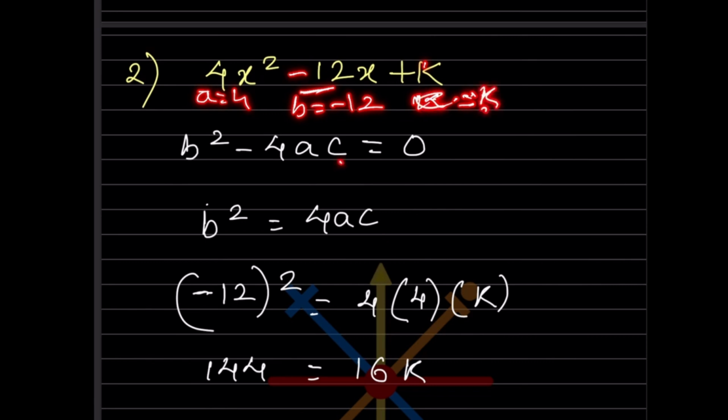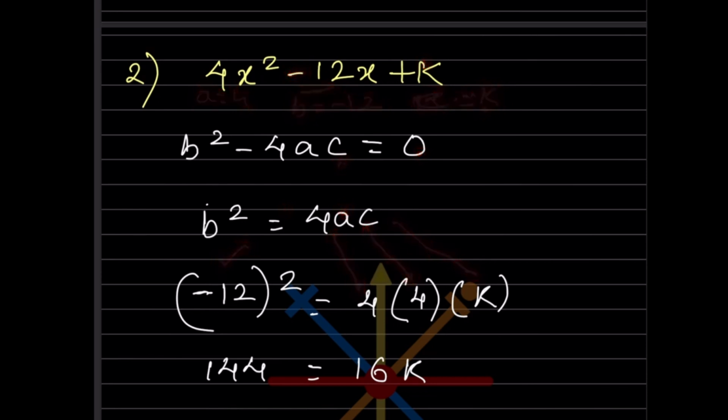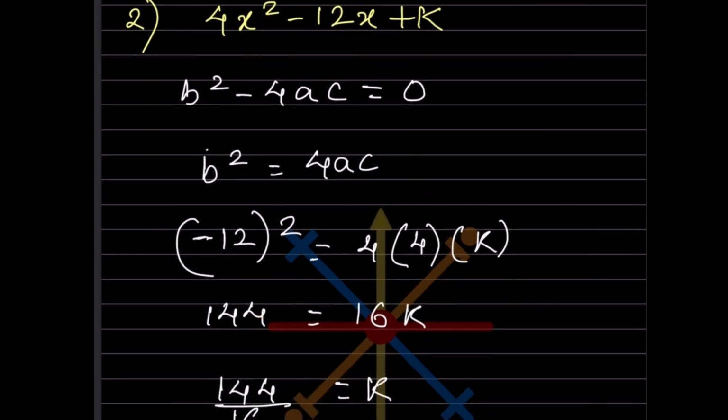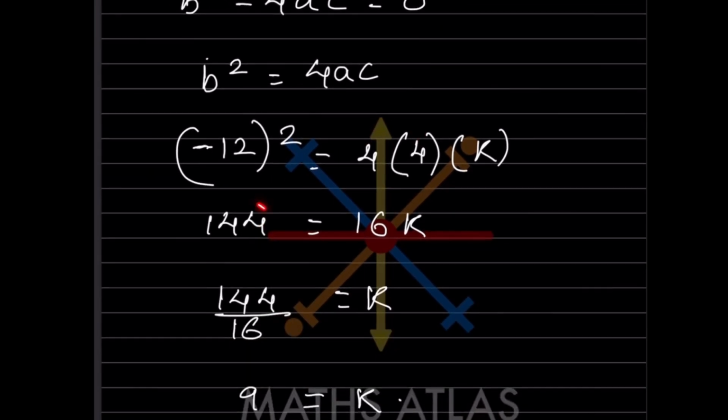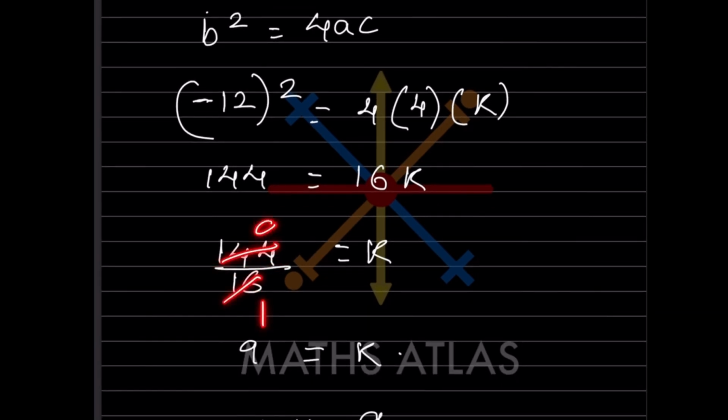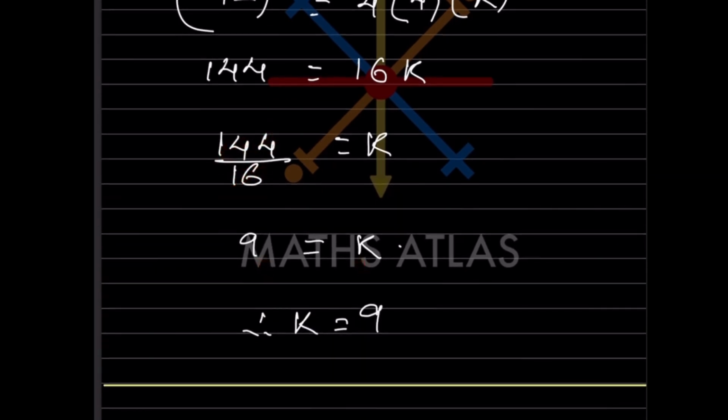So now b square minus 4ac, that will be b square is equal to 4ac. B is minus 12, a is 4 over here, and c is k. So now you know minus 12, because this is an even number, minus 12 into minus 12 is going to be 144, positive. And here 16k. So 144 we'll write as it is. If you take this 16, because this is multiplication, on the other side it is going to go in the denominator, that is k. So 16 nines are 144. So the value of k is 9.